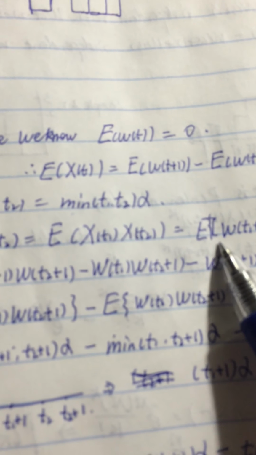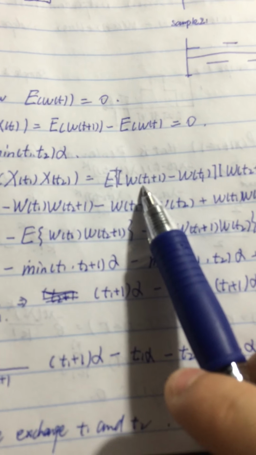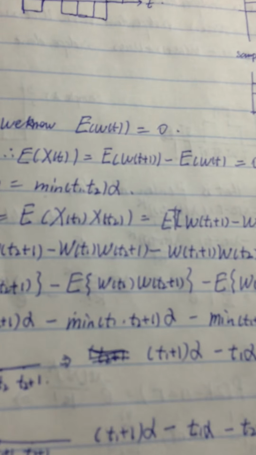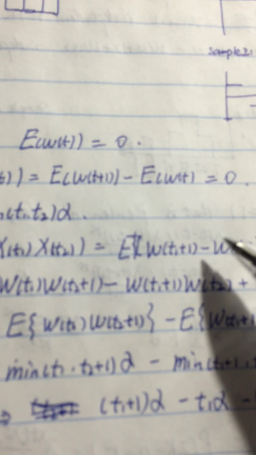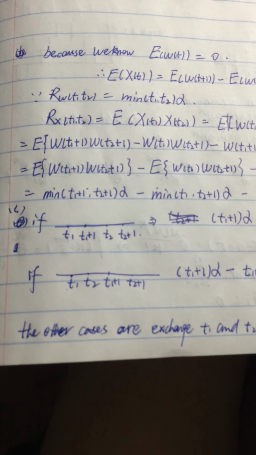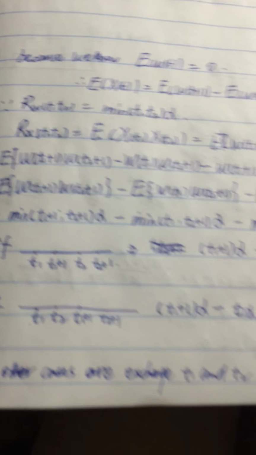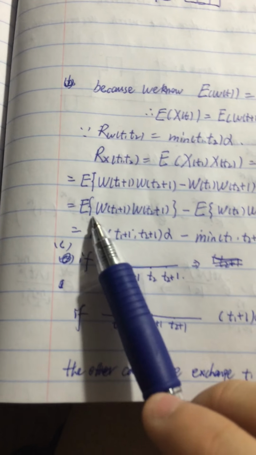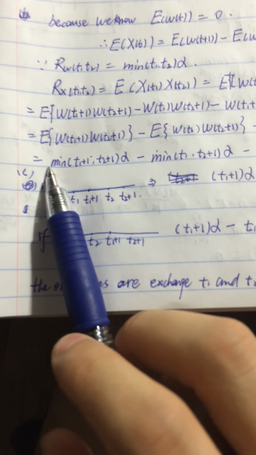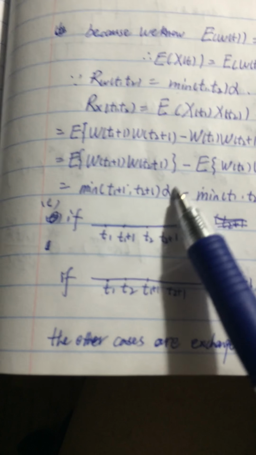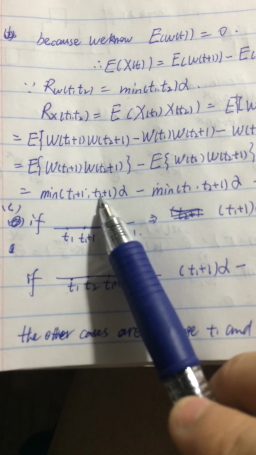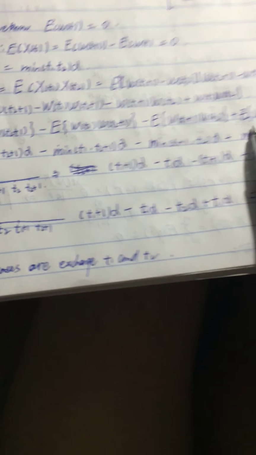Here we use what I said, because X_t equals W_{t+1} minus W_t, something like that, and we write down the answer here. You'll find the answer is really large. It's really different from before. Here, this is the answer.